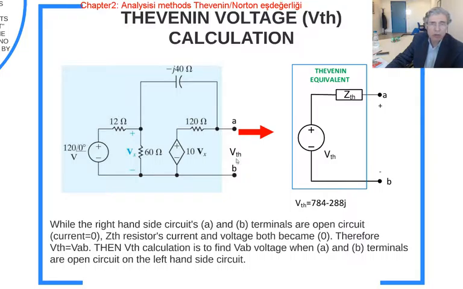So this now becomes a circuit analysis problem, isn't it? This circuit is given to us, so if I calculate these two elements' voltages here, 120 ohm and 10 Vx, the addition of those two voltages gives me VTH. So I'm going to find this. Okay.